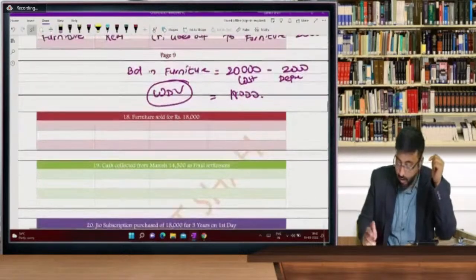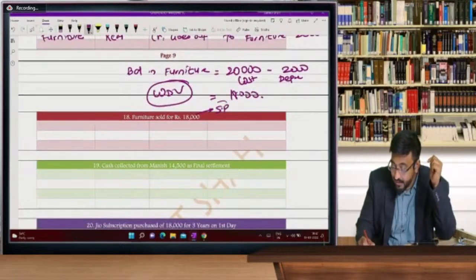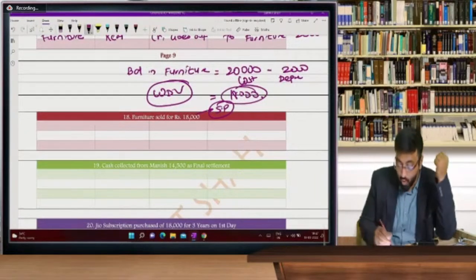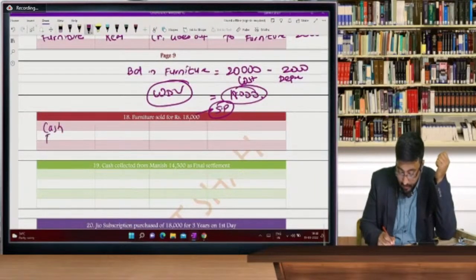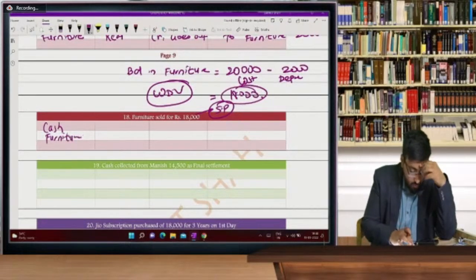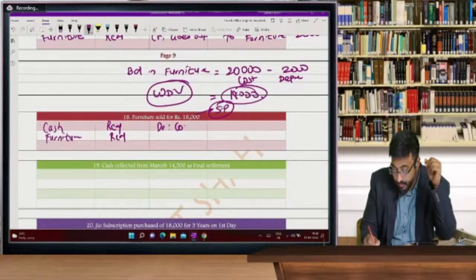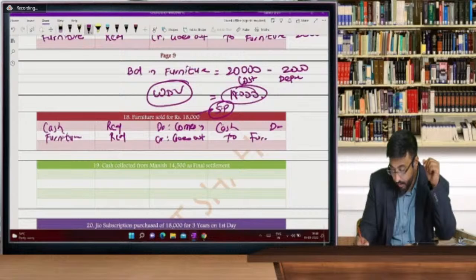Yes, very good. Now the selling price is also 18,000 and written down value is also 18,000. So no profit, no loss. Cash account and furniture account. So the entry will be no profit, no loss. Cash is a real account. Furniture is a real account. Debit what comes in, credit what goes out. Cash account debit to furniture.